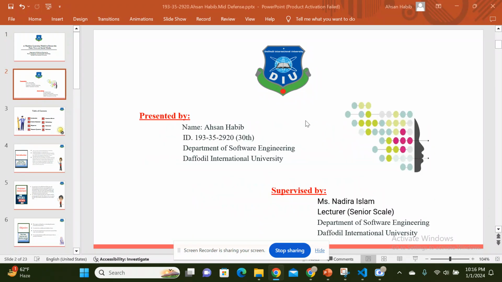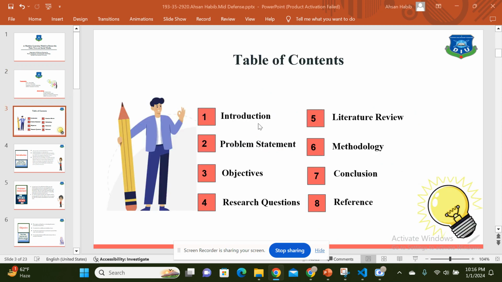At first, about me. My name is Asan Habib. My ID is 193 352920, Department of Software Engineering, Daffodil International University, supervised by Ms. Nadira Islam, Lecturer, Senior Scale, Department of Software Engineering, Daffodil International University. Table of contents: introduction, problem statement, objective, research question, literature review, methodology, conclusion, reference.